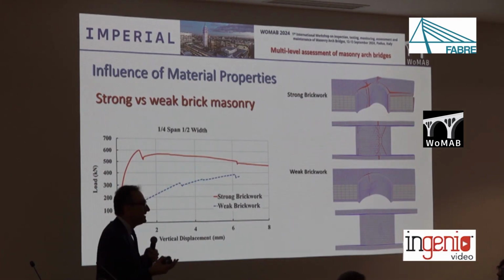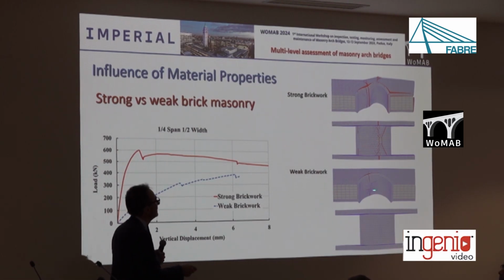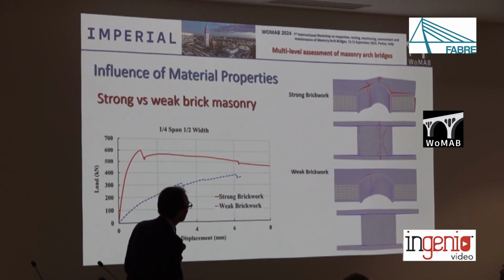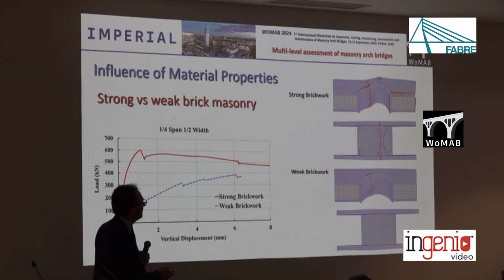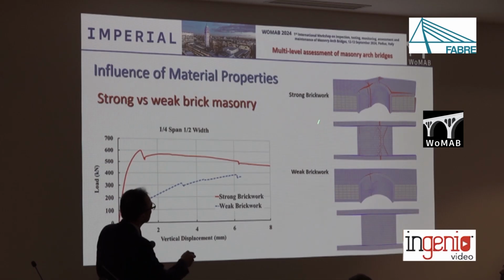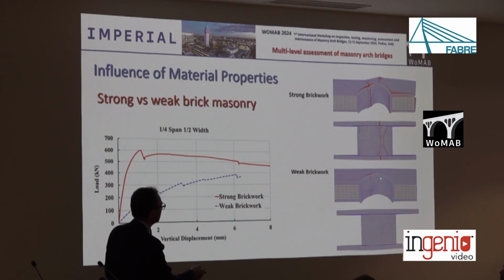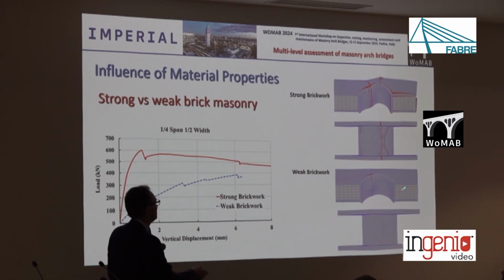If you assume weak bricks, which are found in several old masonry bridges, definitely in the UK, the response is quite different. Why? Because the 3D effects develop, right? The transverse bending takes place, and what we notice is the formation of longitudinal cracks, strong brick cracks mainly along the mortar joints, weak brick cracks at some point also along the masonry units.